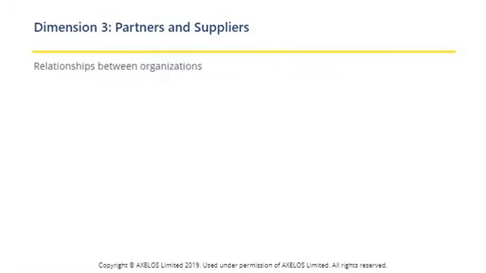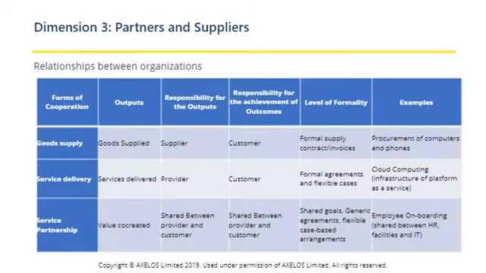Relationships between organizations may involve various levels of integration and formality. This ranges from formal contracts with clear separation of responsibilities to flexible partnerships, where parties share common goals and risks and collaborate to achieve desired outcomes. Some examples of relationships between organizations are shown in the table.